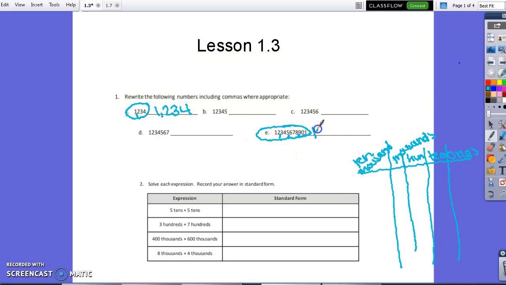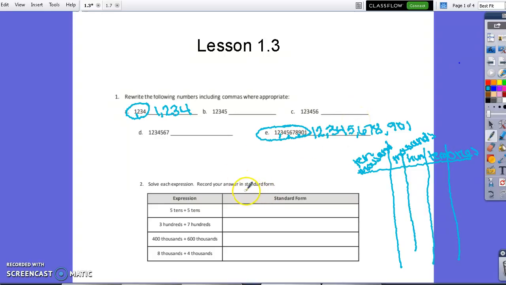Now this is in the billions, so it'd be 12,345,678,901. And that's why it's important to break those up with commas, but you have to start on the right-hand side. If I were to have started on the left-hand side, I would have been left with a wonky number.